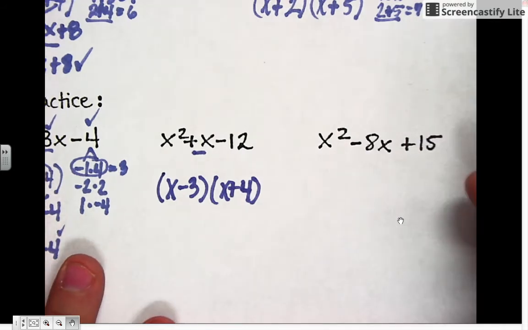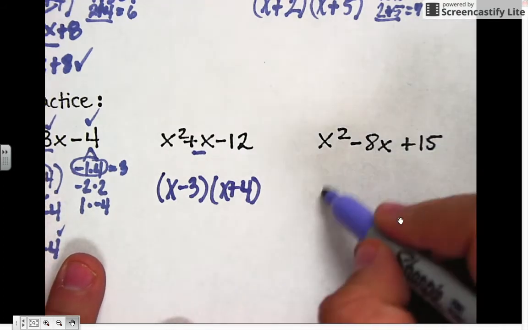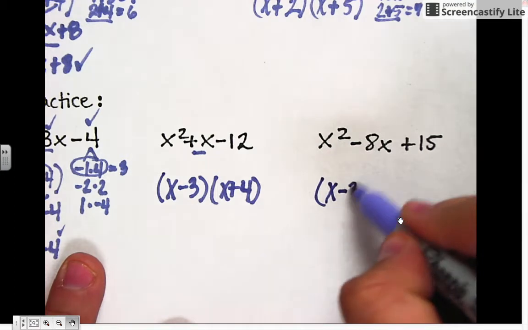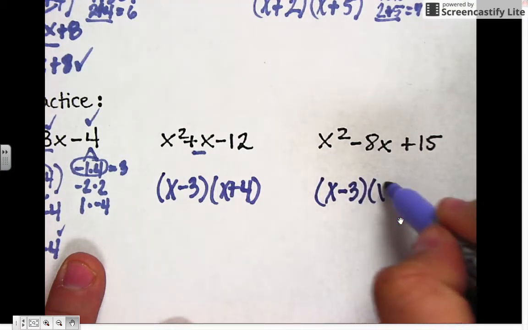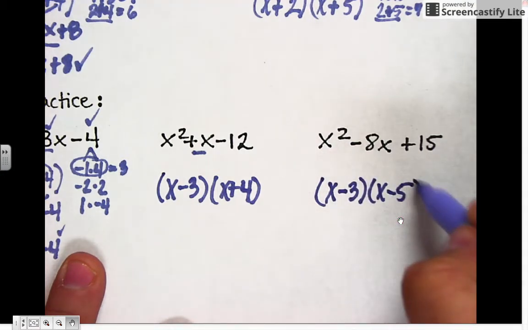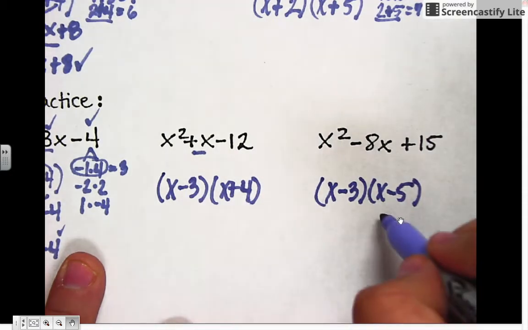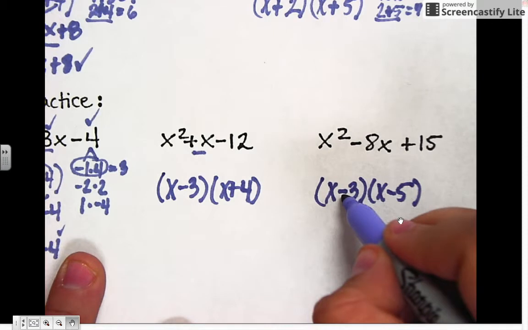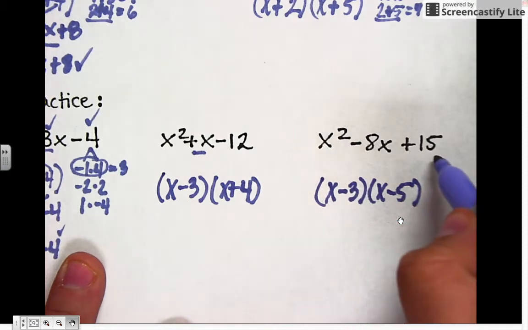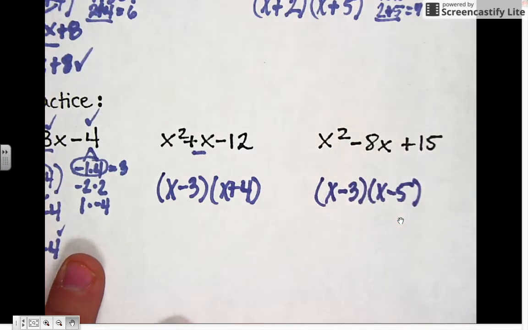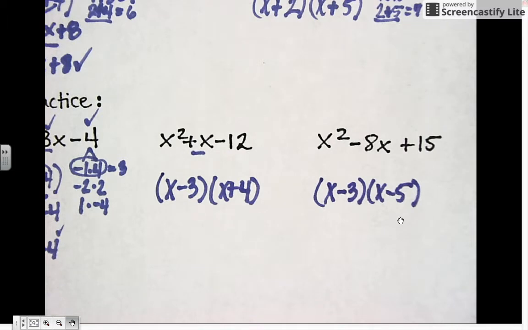And on the last one, the answer is going to be x minus 3 and x minus 5. Notice that on the middle one, you had a negative one and a positive one. And on the last one, you had them both negatives, because a negative 3 times a negative 5 gives you a positive 15. And I'm pretty sure you already tried them on your own. So we're going to go ahead and I'm going to stop here.